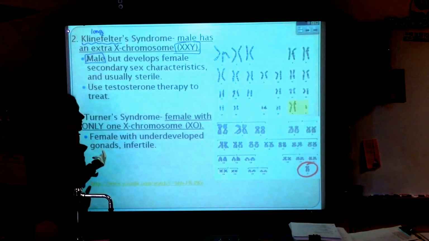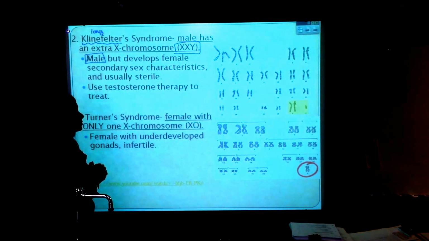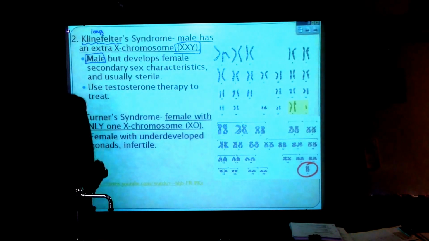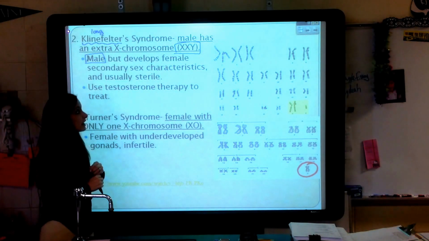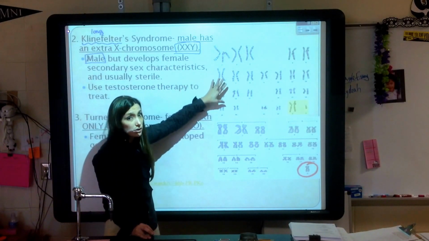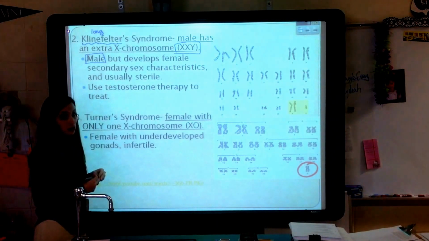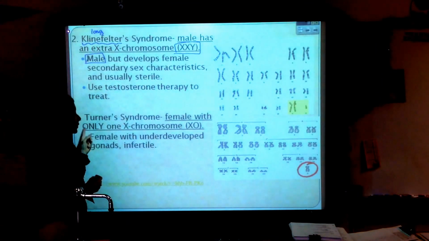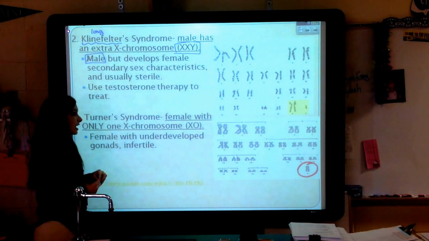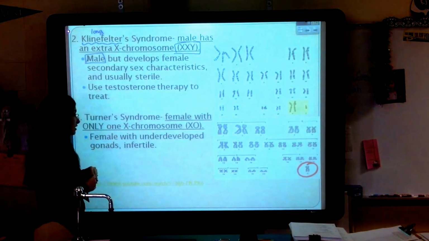But they do have some of the female secondary sex characteristics, and they're usually sterile, meaning that they can't create viable sperm. They won't be able to produce offspring. You can use testosterone therapy to treat, but you can't cure it. And so this is what's called a sex chromosome abnormality. Turner syndrome is another sex chromosome abnormality. It's where you're female, but you only have one X chromosome and you're XO because you don't have a second example.